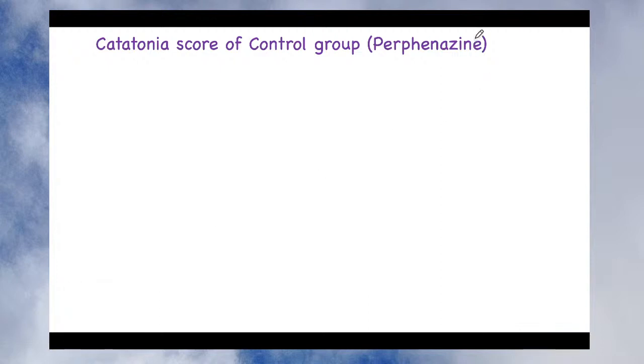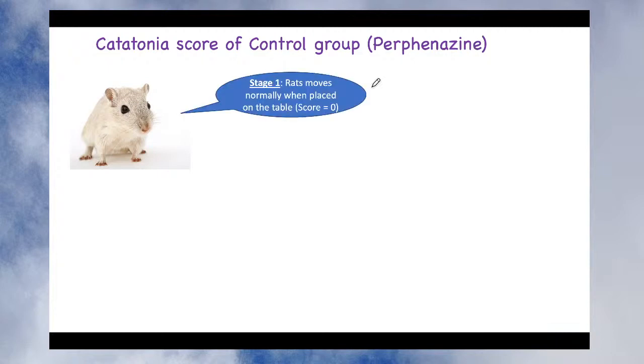Okay, so with perphenazine, suppose you are measuring the catatonic score. There are specifically 4 stages to measure it, and each stage indicates the severity of catatonia. For example, stage 4, the maximum score, indicates maximum catatonia or rigidity induced in the animal. Suppose you have given perphenazine and after 15 minutes you keep the animal on the table. When the rat moves normally when placed on the table, you will give a score equal to 0.